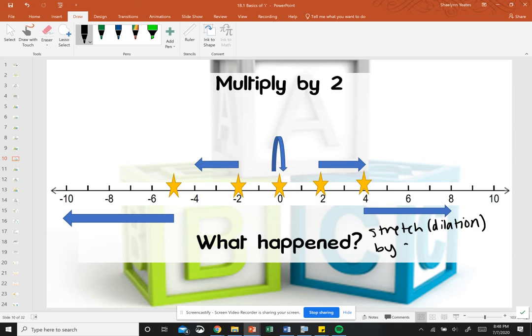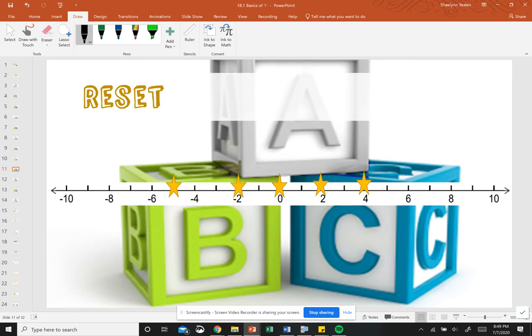By 2. Interesting. And notice that 0 stays on itself. 0 times 2 would just be 0. It's very boring. So everything's stretching away from 0. Kind of cool. All right. Okay, so reset. Now we're going to multiply by something different. We could divide, but really all we do is get a shrink instead of a stretch, and sometimes you end up with decimals, and I don't want to deal with that, so we're not going to do that.